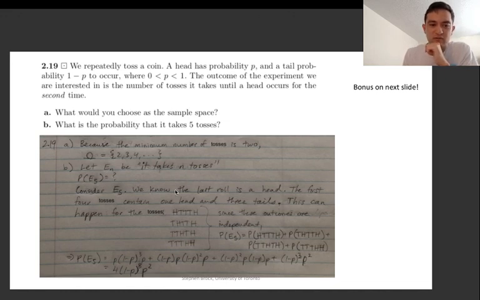So consider E5. We know that the last toss is a head. The first 4 tosses, therefore, can contain 1 head and 3 tails. And so this can happen in one of the following ways.